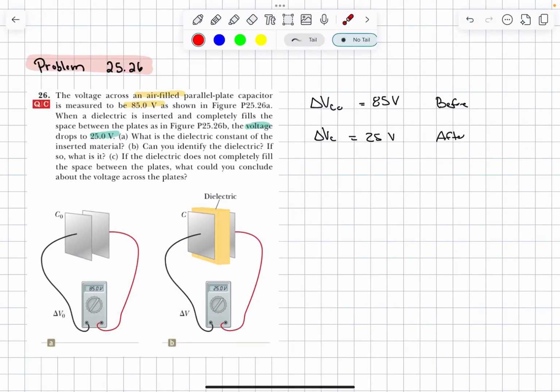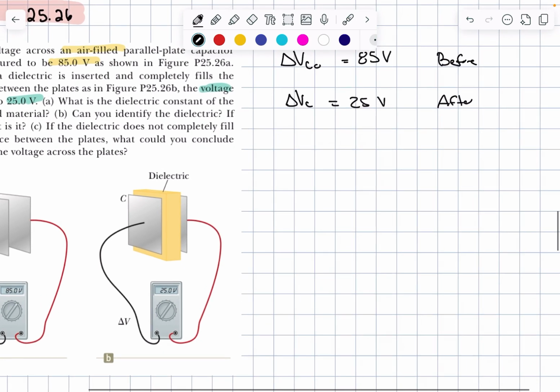Here we're told that the voltage across an air-filled parallel plate capacitor is measured to be 85 volts. So I have that here, delta V C naught is 85. After we insert a dielectric that completely fills the space here, the voltage drops to 25 volts, so delta VC is 25. We want to figure out what is the dielectric constant of the material.